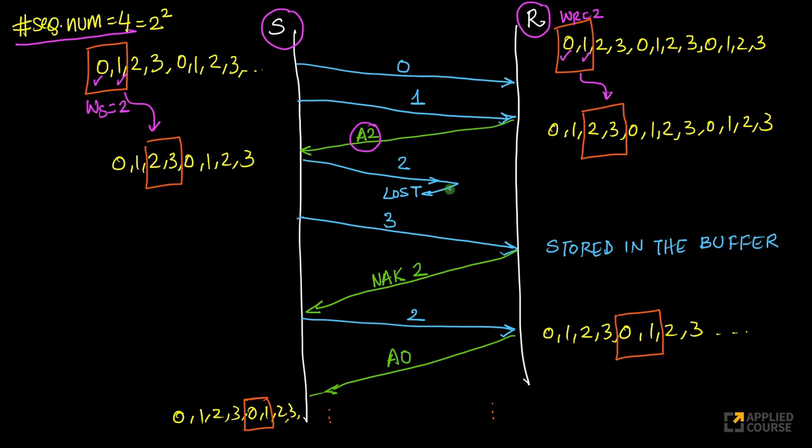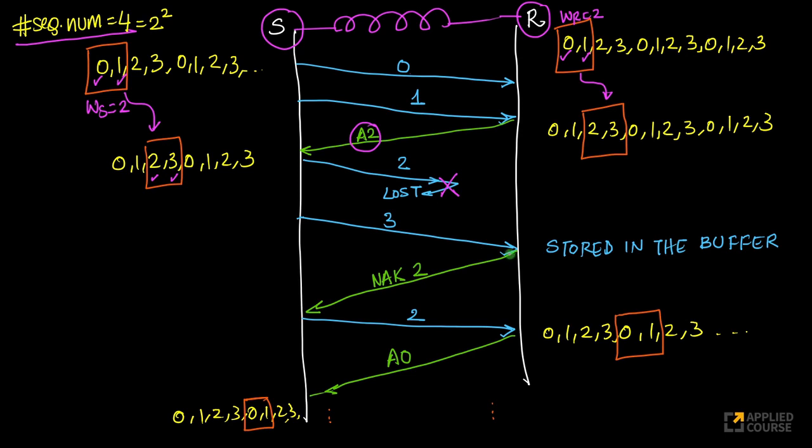Let's assume 2 is lost in the channel, or in the medium. Now let's see what happens. It sends 2, and since 3 is also in the same window, just like in go back N, it will also send 3.